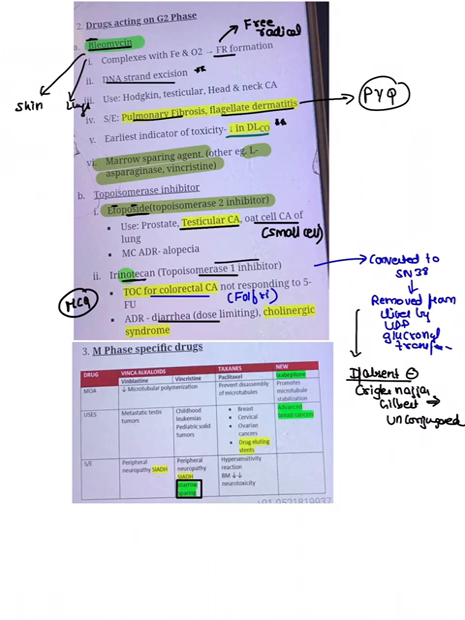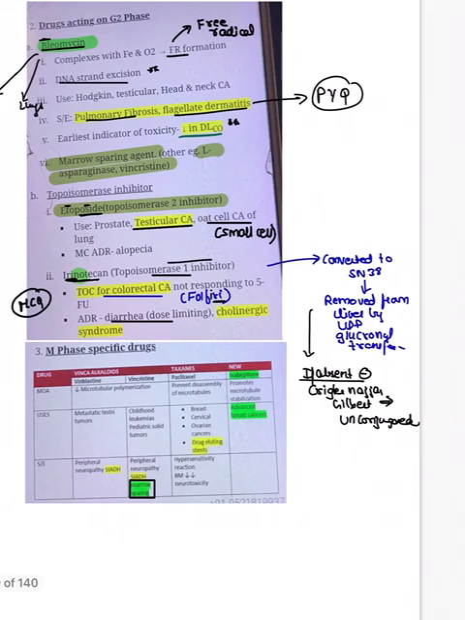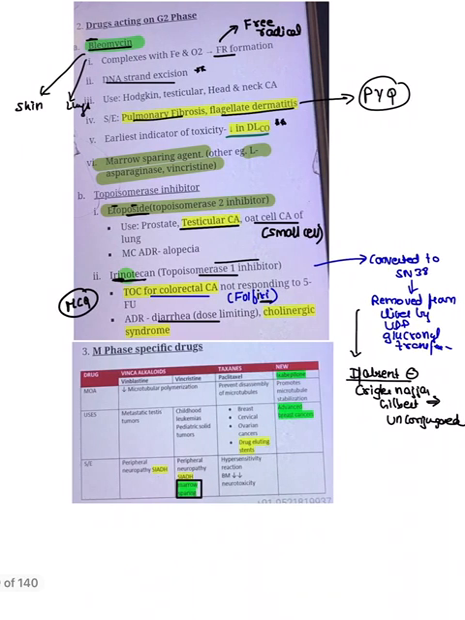Then irinotecan, we have already discussed. FOLFIRI regimen, and FOLFOX for colorectal cancer, where oxaliplatin was used. Here in FOLFIRI, that is IRI, irinotecan. This is again important. Then coming on to M-phase specific drugs, we already talked about 2 drugs, that is taxane and vinca alkaloids.